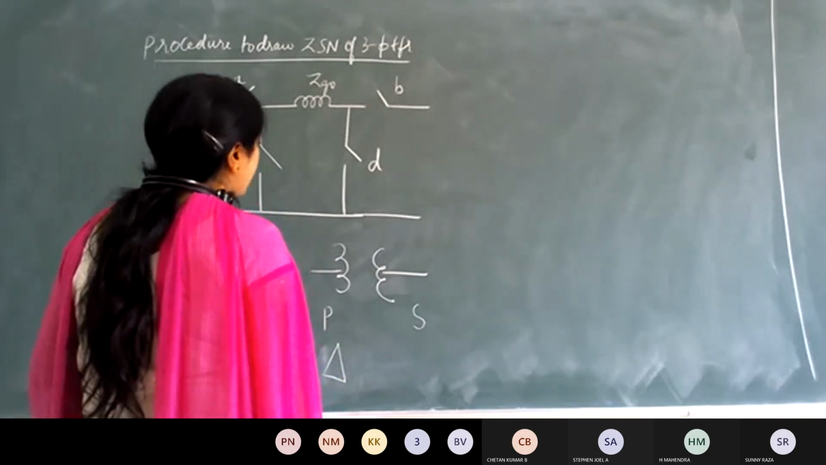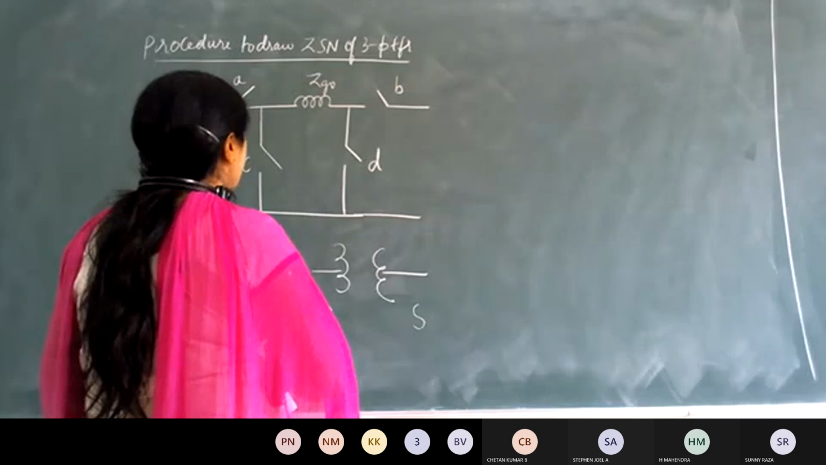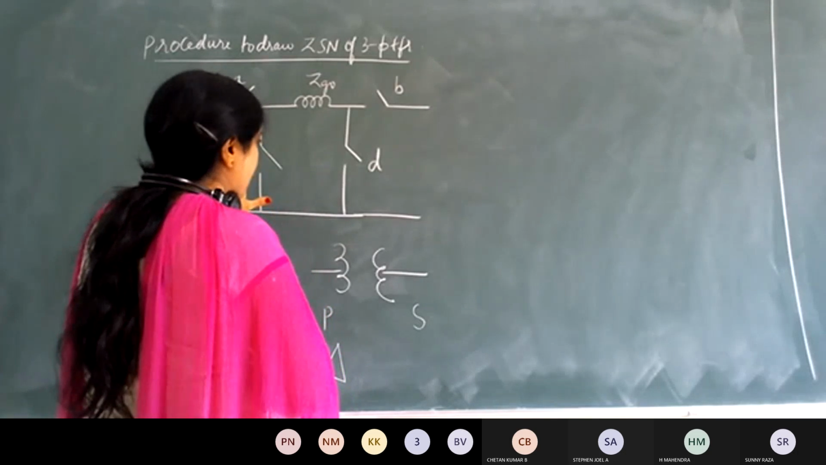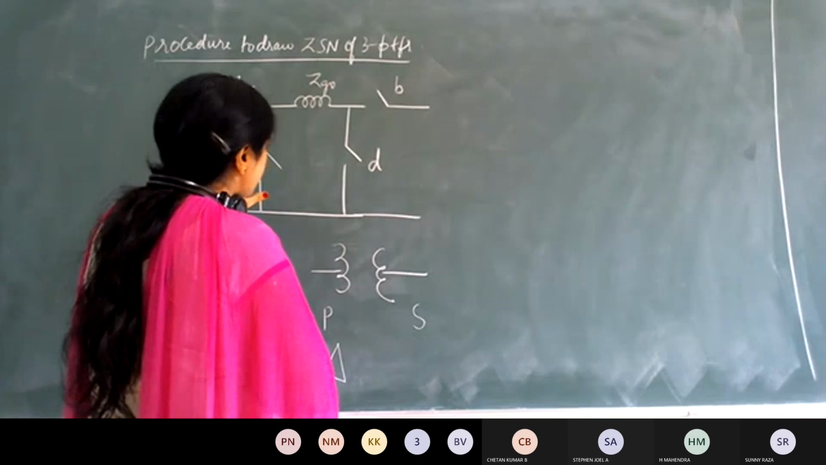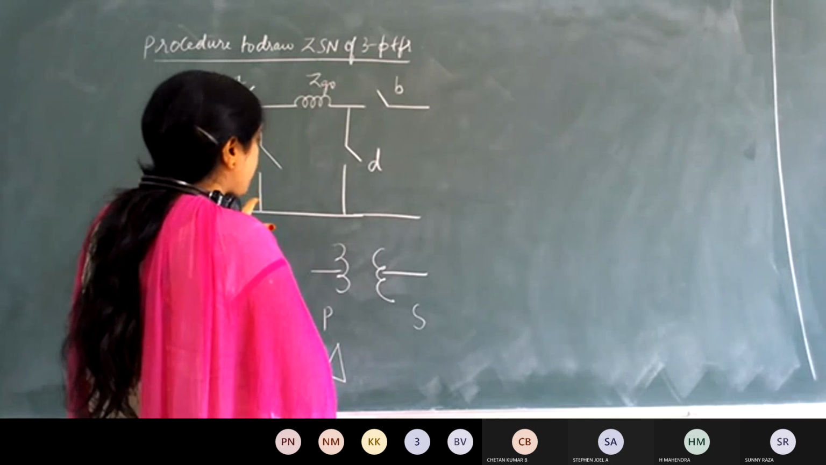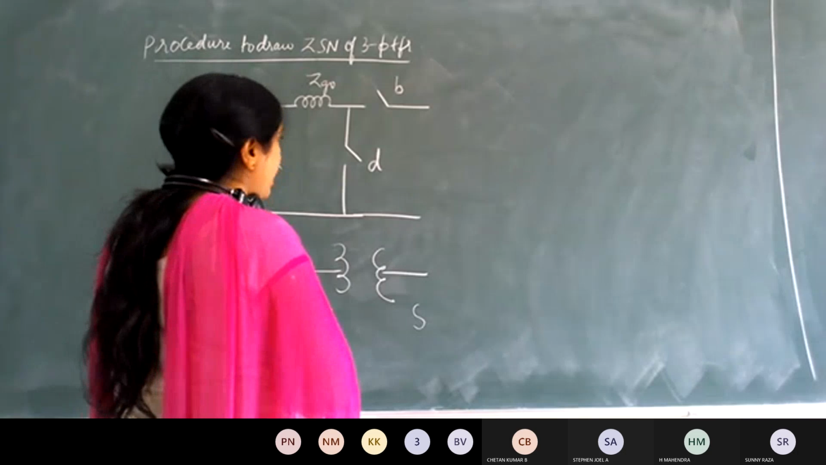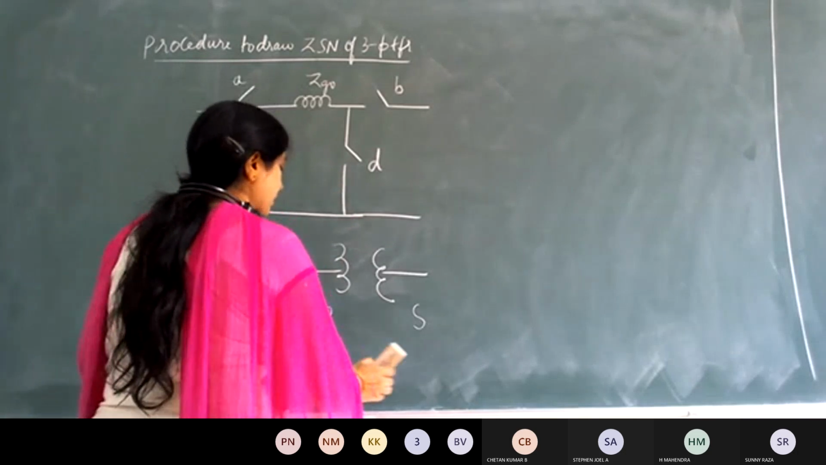Suppose the primary side is not star connected, suppose it is delta connected. Then rather than closing the switch A, you are supposed to close the switch C. If it is delta connected, you close the switch C on the primary side, not the switch A. Understood?